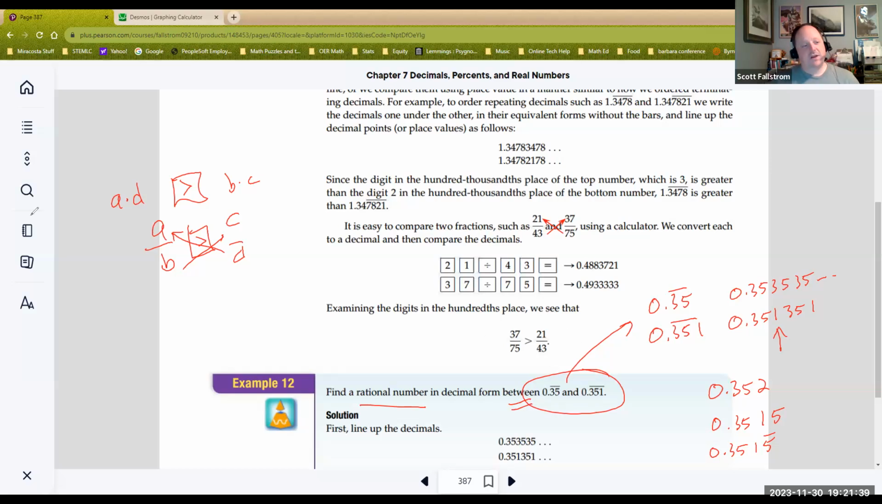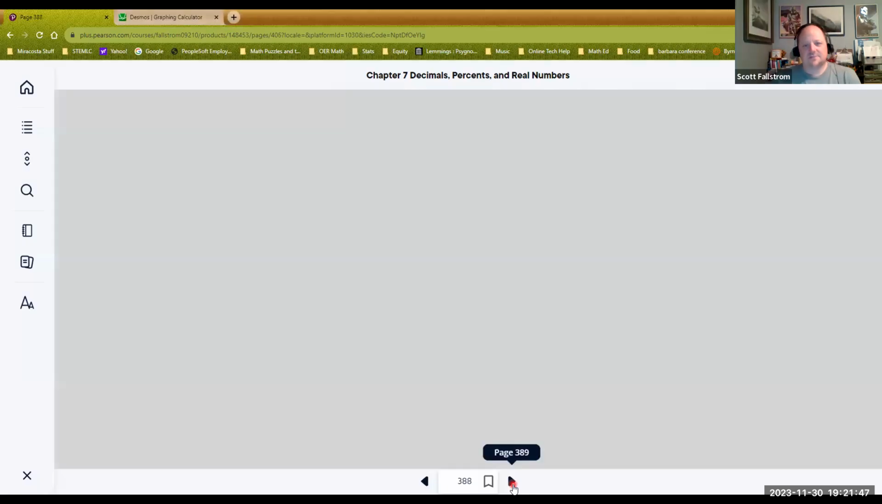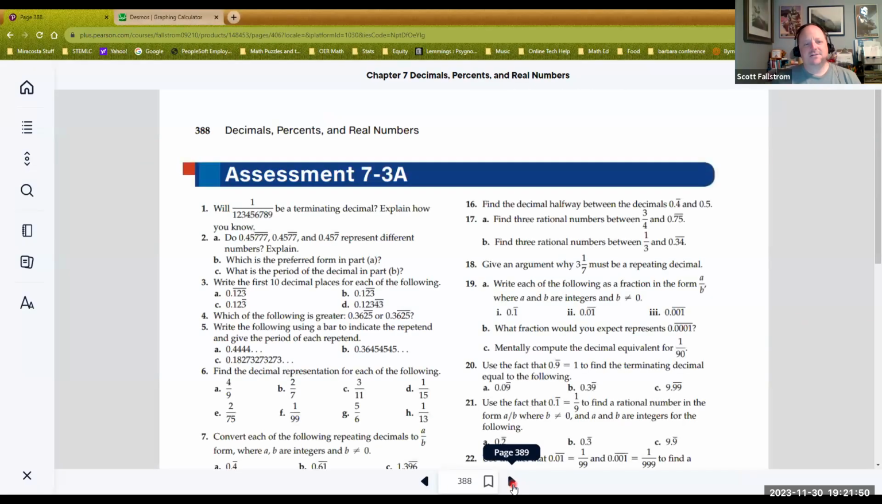There are infinitely many between them, so pick one if they just want one of them. Okay. Infinitely many others, as the book says. And that takes us into the homework section. So this is kind of, to me, we're getting used to these new decimal numbers.